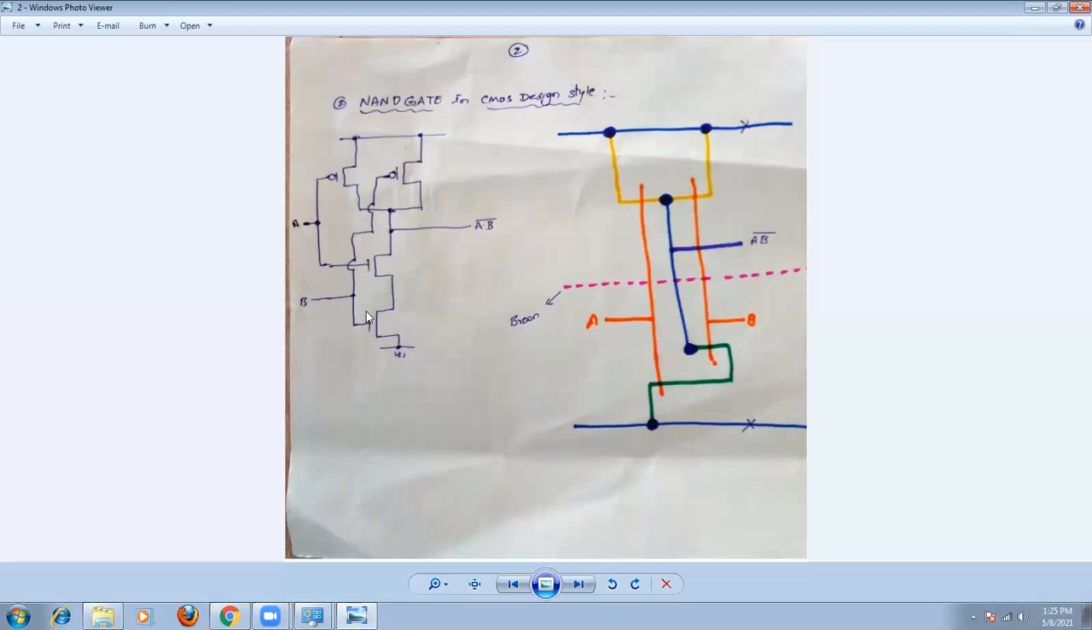Similarly, how many transistors are we having? Only 2 transistors, which is less than 4. So only 1 cross is sufficient. Here also we can use 1 cross. Depending upon the well, you can draw the concept there. That is about the N diffusion, the NAND gate in the CMOS design style.